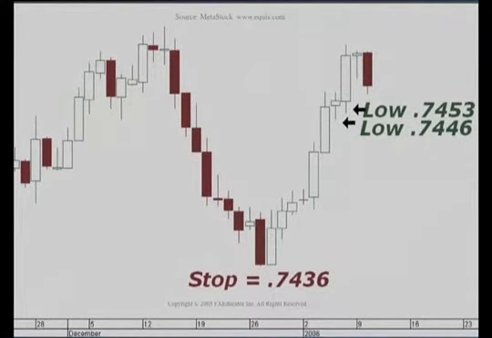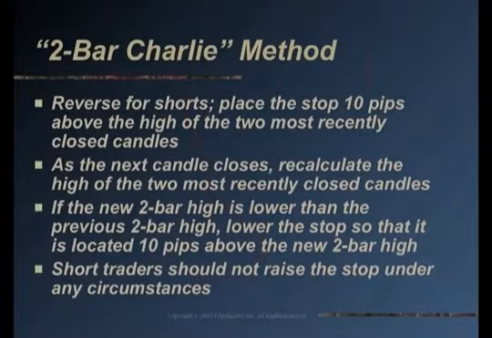Now, if we're short, we simply reverse. In other words, we're going to place the stop 10 pips above the high of the two most recently closed candles. And as each subsequent candle closes, we will recalculate the high of the two most recently closed candles. If the new two-bar high is lower than the previous two-bar high, lower the stop so that it is located 10 pips above the new two-bar high. So we're short. Obviously, we just want to lower the stop. And of course, since we're short, we're never going to raise the stop under any circumstances whatsoever.